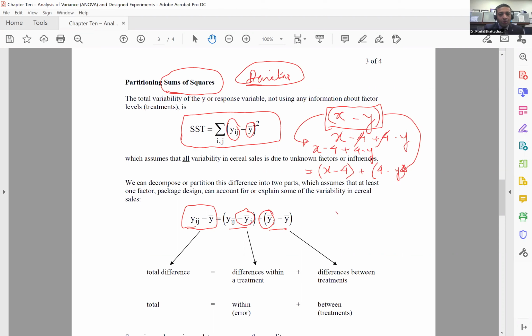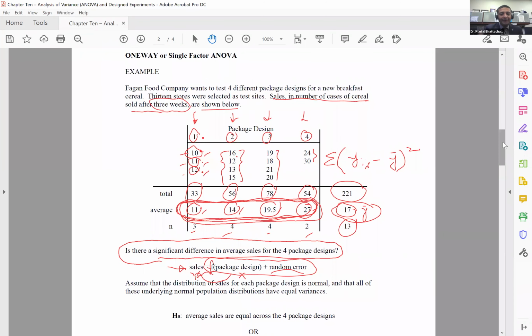let's look into what y bar means first. Y bar is the overall mean of all of those data points, right? So that 17 here is your overall mean, which is y bar. Each data point here of these 13 pieces, each one of them is your y sub ij, which are the specific data points.